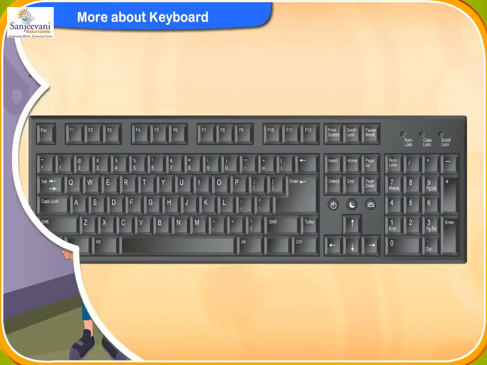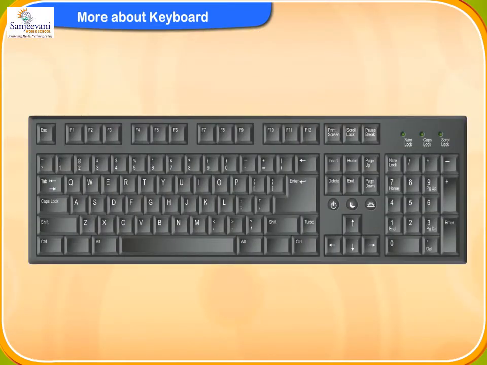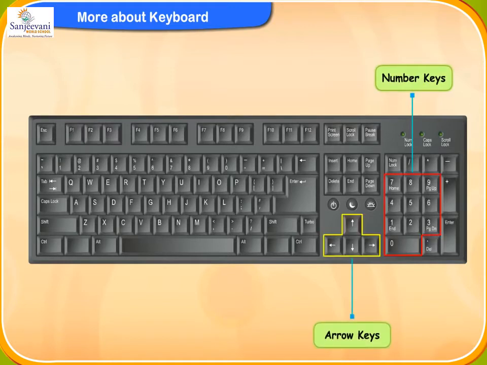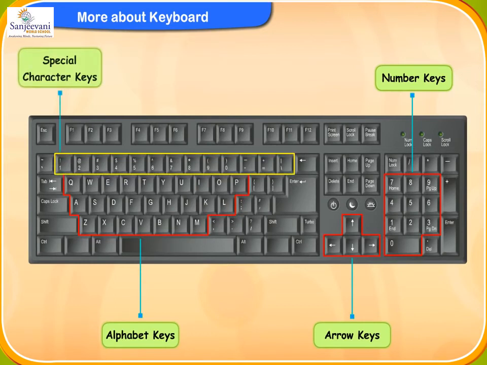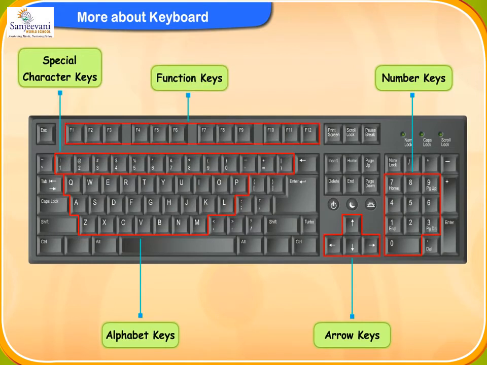Well, we use the keyboard to type numbers, words and symbols on the computer. Correct. You see, a keyboard has 6 different types of keys on it. What are they, Kliko? They are the number keys, arrow keys, alphabet keys, special character keys, function keys and special keys. Tell me more about them.